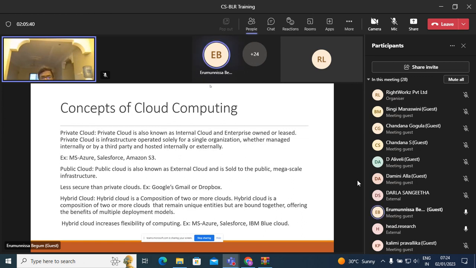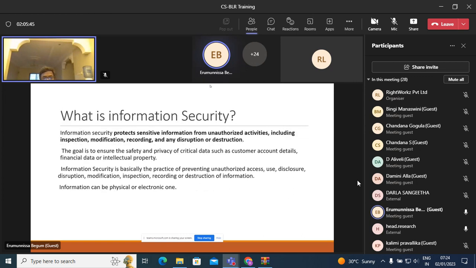Then what is information security? Information security is basically used to protect sensitive information from unauthorized activities, including inspection, modification, recording, and any other disruption. The goal is to ensure the safety and privacy of critical data, such as customer account details, financial data, or intellectual property. Like when we go to any shopping mart, we give our phone number for the OTP or for any other offers. Such crucial information about our phone number and other details has to be protected. The main goal here is privacy.